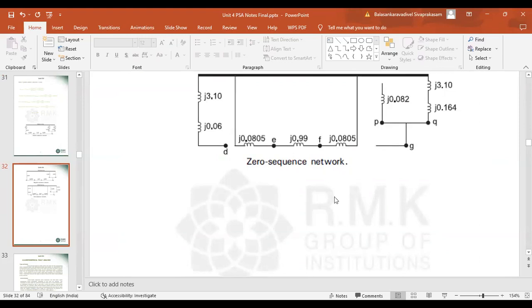So this is about the zero sequence network. The positive and negative sequence networks are very simple. So we only have to concentrate on this zero sequence network. The current will be flowing through the network only when the neutral of the star is grounded. Then only the circuit will be closed and current will be flowing through the circuit. Only that case we have to consider while drawing this zero sequence network.